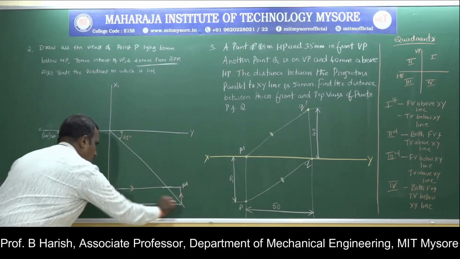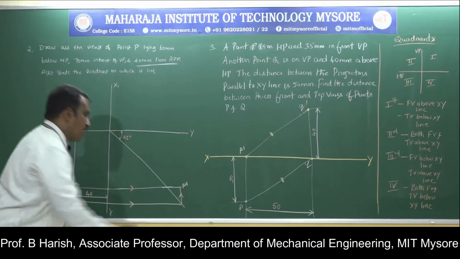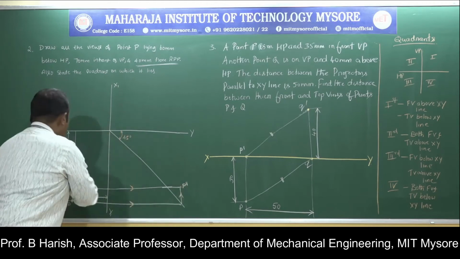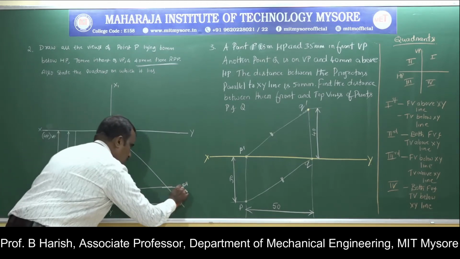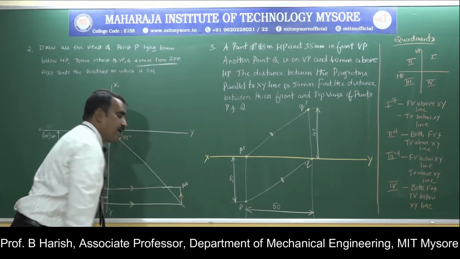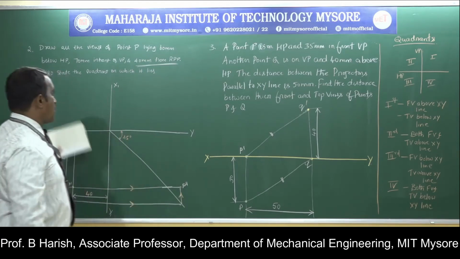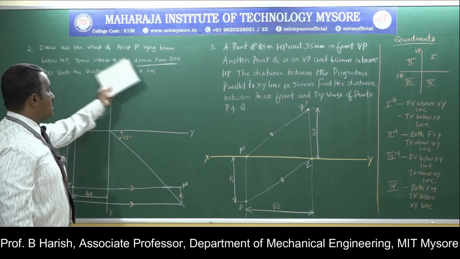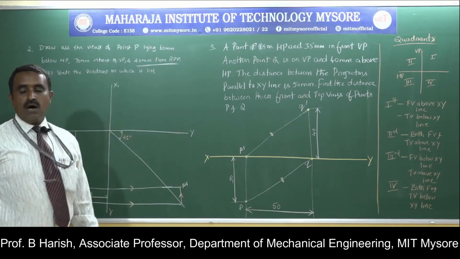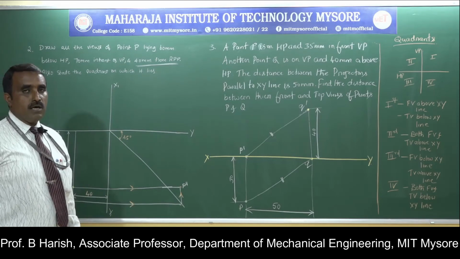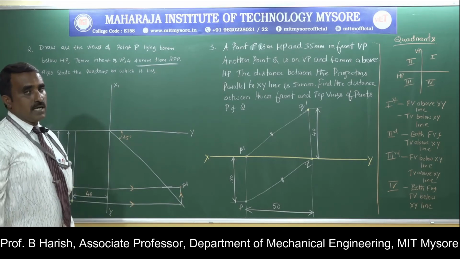Start from the horizontal plane until it meets the 45-degree line, then draw a vertical projector, then start from the front view with a horizontal projector. The intersection point is your P double dash, that is the profile view. This is how we can solve a problem to draw the profile view with the given condition.